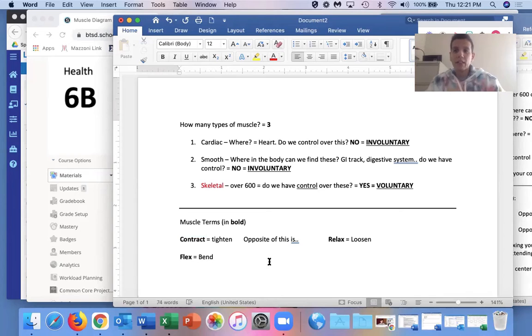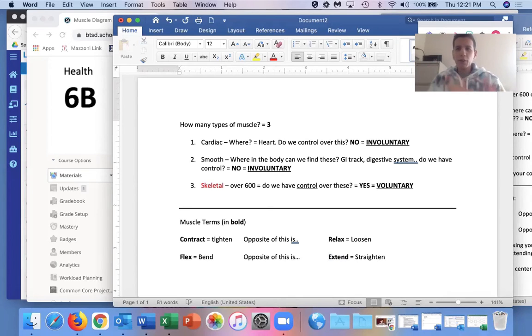Muscles do not flex, they contract. But based on the contraction, it can bend a part of your body, or the opposite, it can extend a part of your body. What's the opposite of bend? Straighten. That's correct.